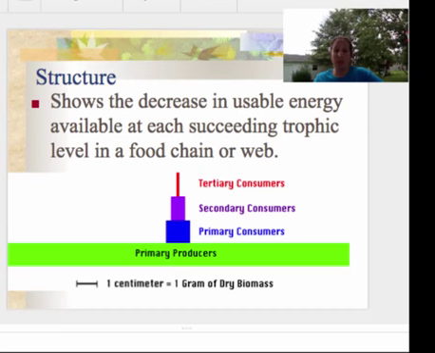Here's a different type of structure, and this shows a decrease of the usable energy. This is called an energy pyramid. As you can see, we have a whole bunch of energy here in the primary producers, and then it starts to decrease as we go to the tertiary. So if we were to flip this picture and have this right here represent your primary producers, that's going to be a good indication that there's a huge problem in that ecosystem.